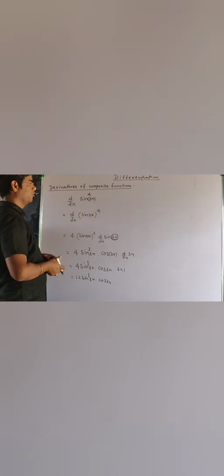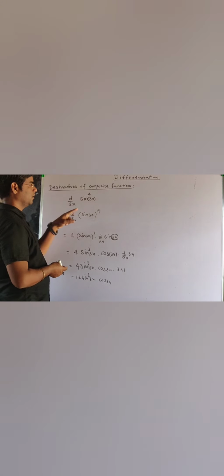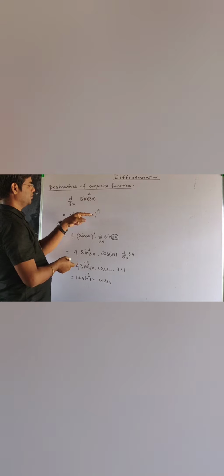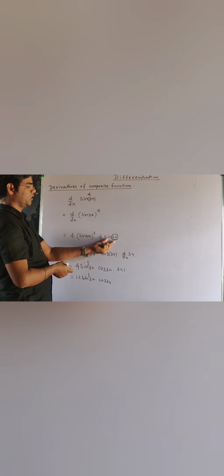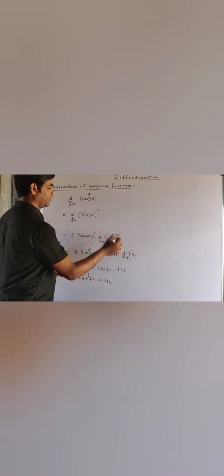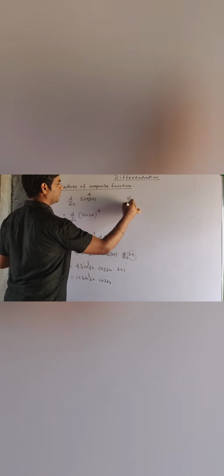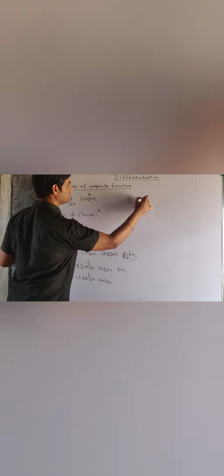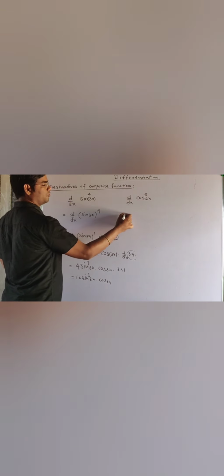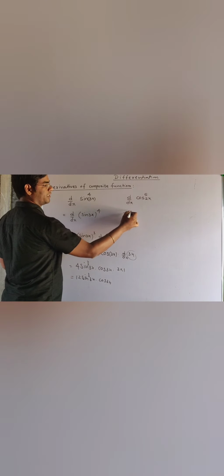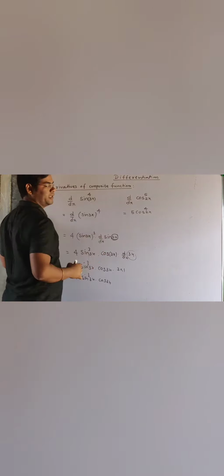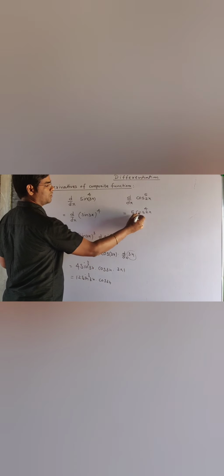So whenever you have a trigonometric function involving power, first you have to apply the x raised to n formula, then you have to differentiate the trigonometric function, and at the last you have to differentiate that angle. Let us take one more example: the derivative of cos 2x raised to 5. First you have to use the x raised to n formula, n x raised to n minus 1.